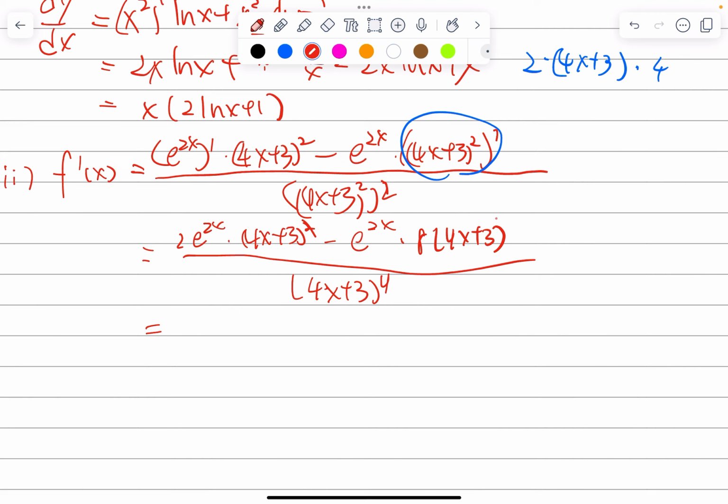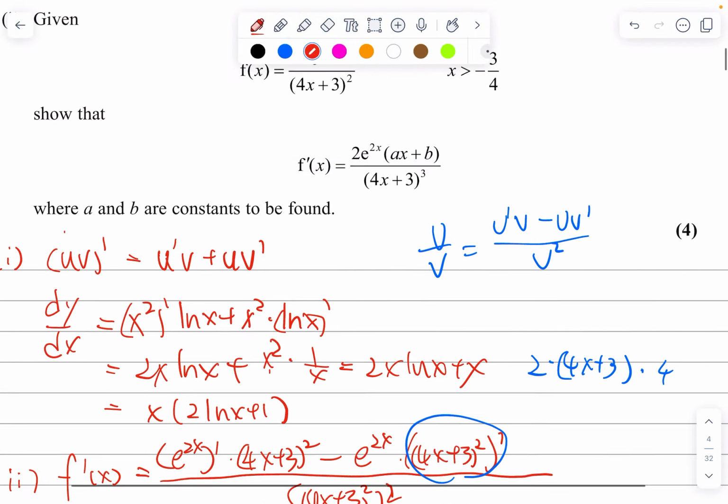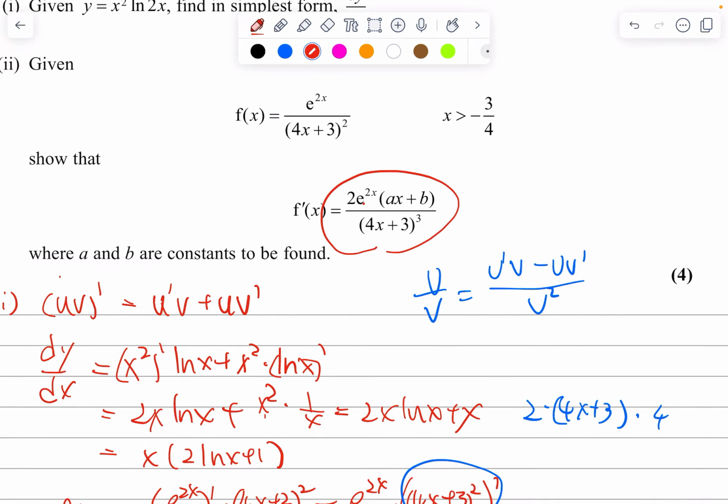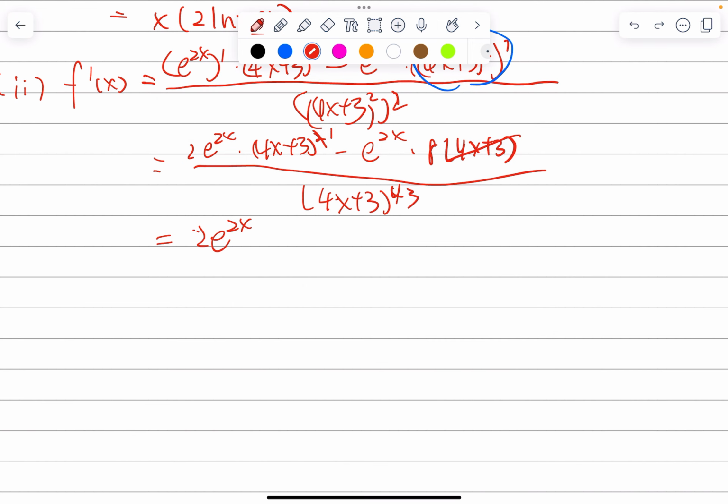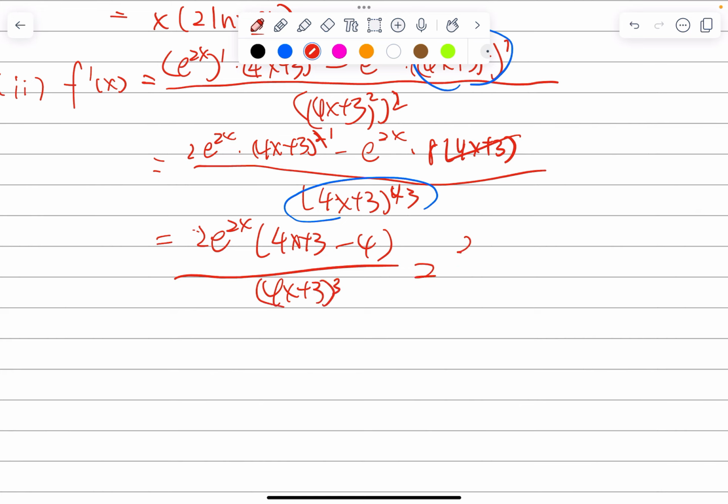We can cancel some things out, so this would be a 1 power, this would be a 3 power, and then we can take the e to the 2x out, and I think we can take the 2 out too. The final answer should be like this, right? So we should take 2 out, we should take e to the 2x out, and we already have what we want at the bottom. So if we take this out, we will get 4x plus 3, minus 4, over (4x+3) cubed, which equals 2e^(2x)(4x minus 1) over (4x+3) cubed.